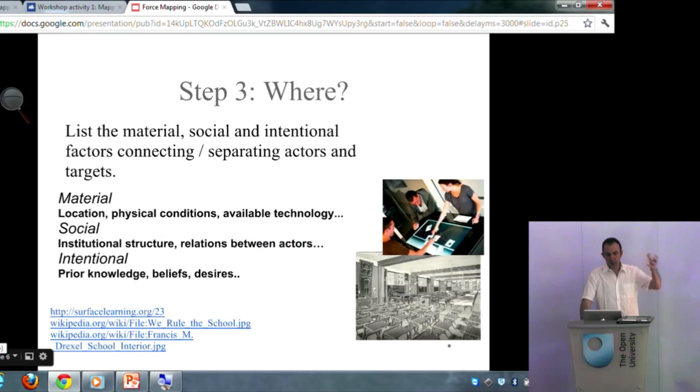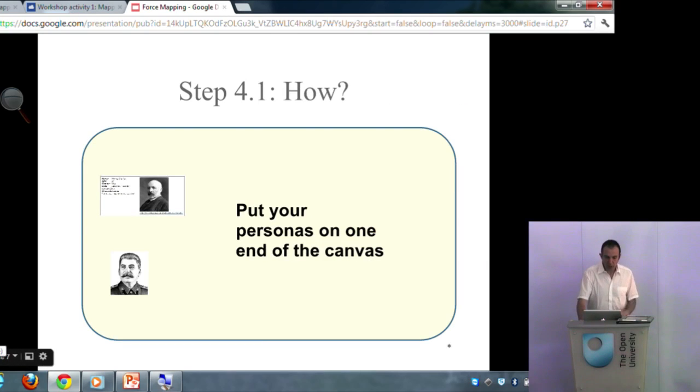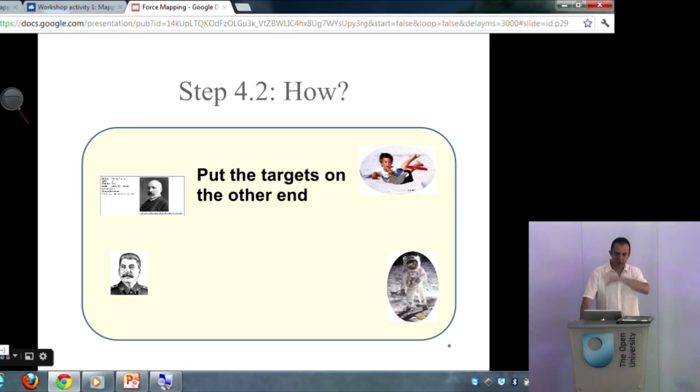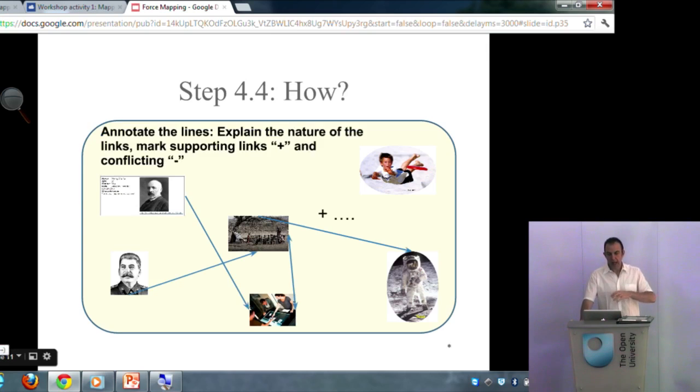And the next step would be to think about the material, social, and intentional factors that connect between the actors and the targets. And after you do that, you take, like I said, a piece of paper, you put your actors on one side, and you put the targets on the other side, and you put the various factors that you've identified between them, and you draw lines that represent the links between the actors, the different elements in the context, and the targets, and annotate those links.